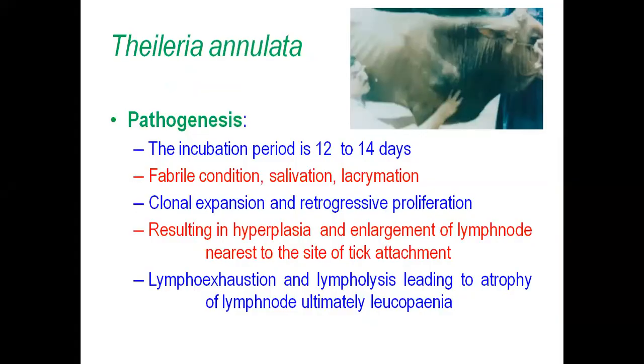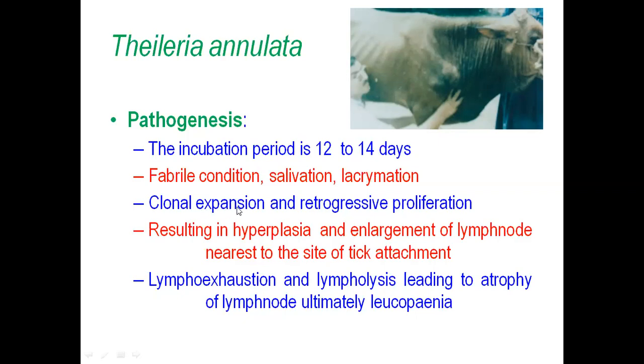Now let's come to the pathogenesis. When the tick bites in the ear and the sporozoite is injected, the parasites subsequently come to the nearest lymph node, and there will be retrogressive proliferation inside the nearest lymph node, especially the prescapular lymph nodes. At the beginning, as I have said, there will be lymph node swelling. There will be a febrile condition. That means there will be fever, hypersalivation, and lacrimation; all these things you can see.